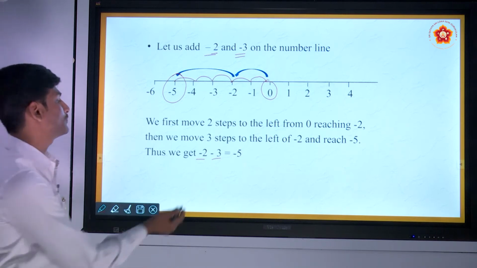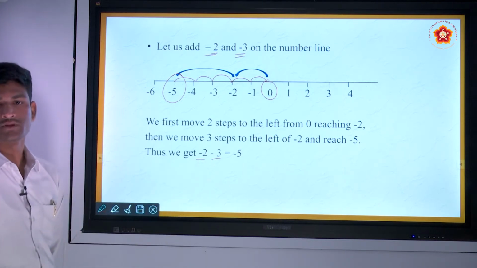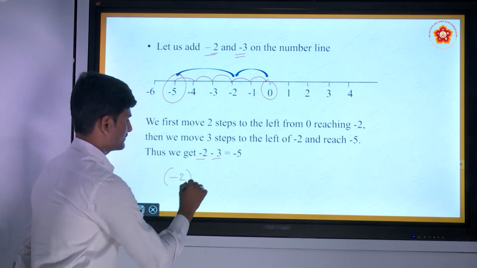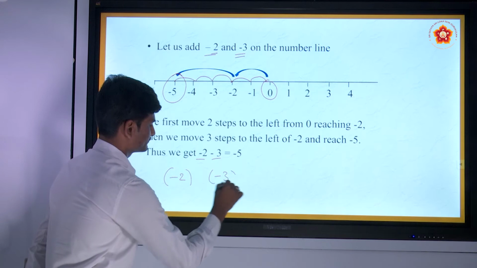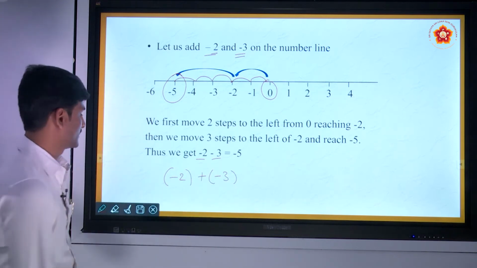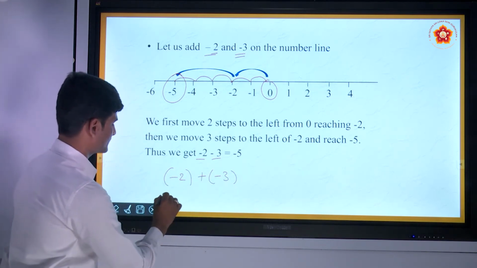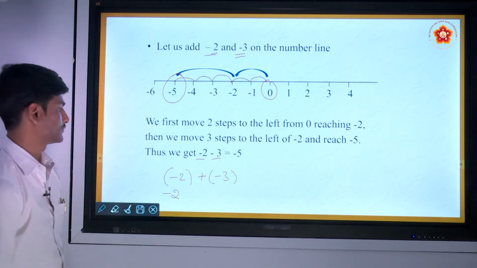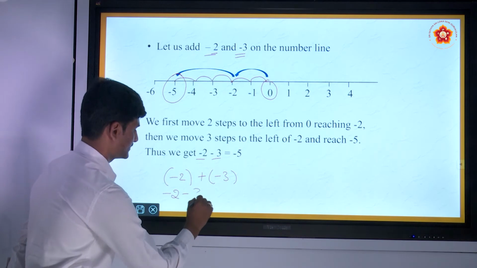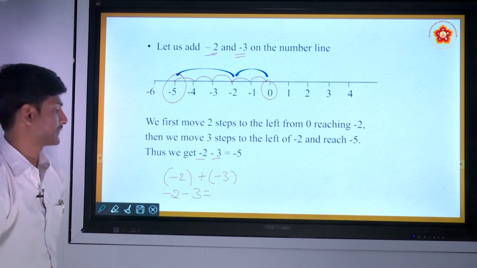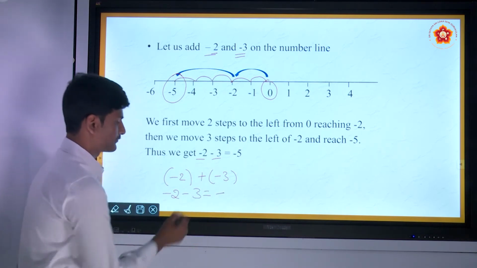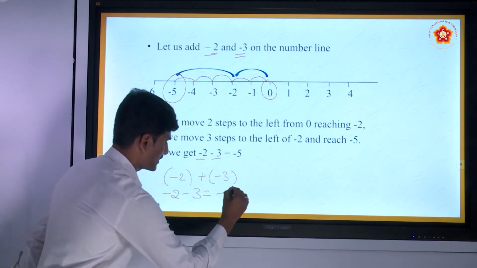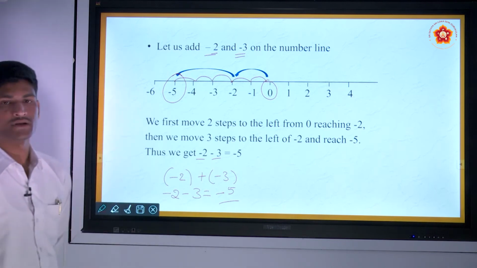We had 2 negative integers, minus 2 and minus 3. Here, remove the bracket, minus 2 plus into minus, minus 3. Then the answer will take minus. We had the 2 integers, minus 2 minus 3 is equal to minus 5, right?